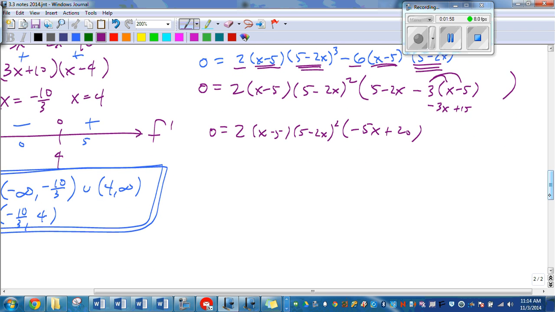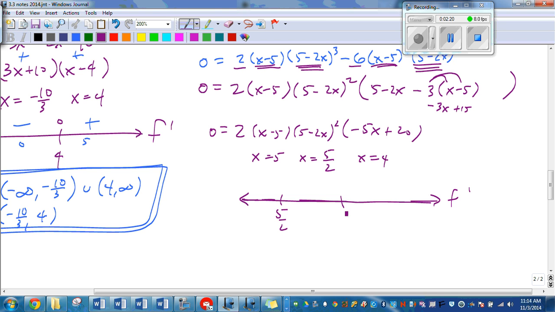So we can look at our critical values now. We're going to get x equals 5, x equals 5 halves, and x equals 4. So we end up with 3 critical values. So 5 halves, 4, and 5. So I'm going to use 0, 3, 4.5, and 6.